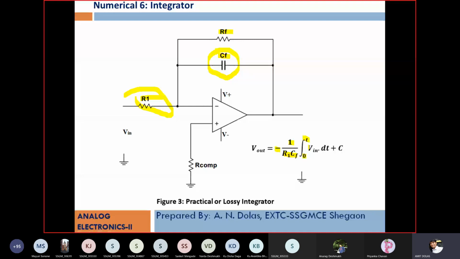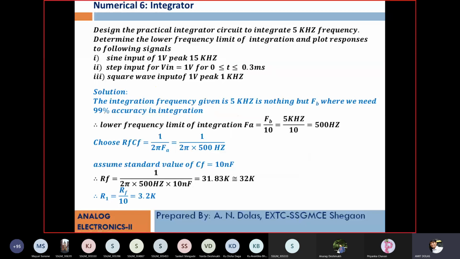Integral of 0 to t Vin dt plus C. This is the formula. Let's come here. There are certain steps to solve this integrator problem, or design this integrator.